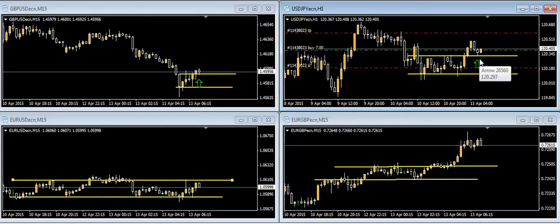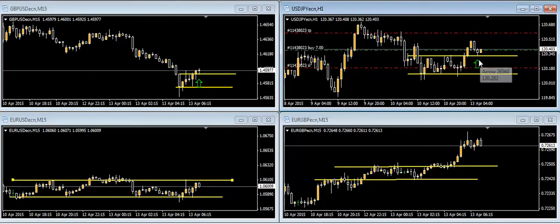Let's see what happens within the next few hours, or let's say the next few minutes. So we'll be back in say 15 minutes or so to see how the trade is progressing. Stay tuned.